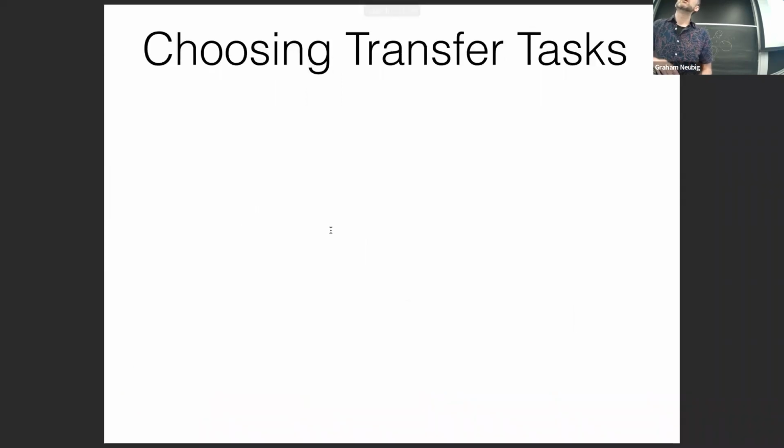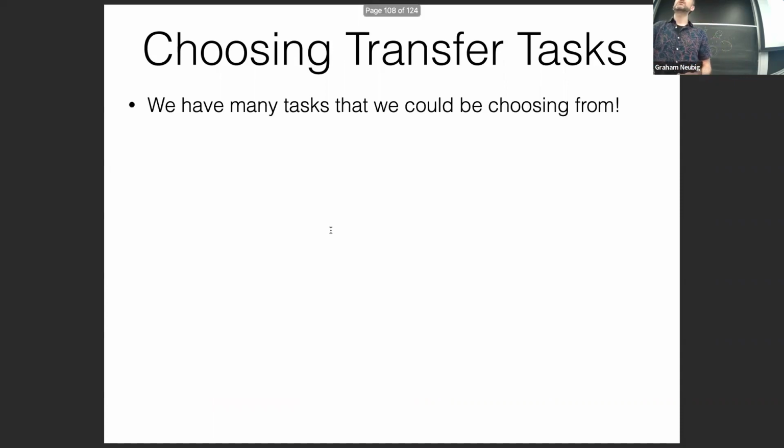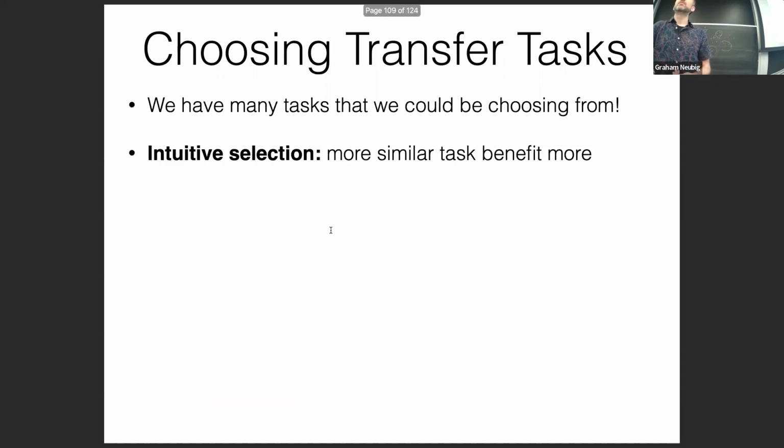Another thing is choosing the tasks that you could be using to transfer from. There are different ways to do this. One way, which is the one I use most of the time, is intuitive selection. More similar tasks you would expect to benefit more.